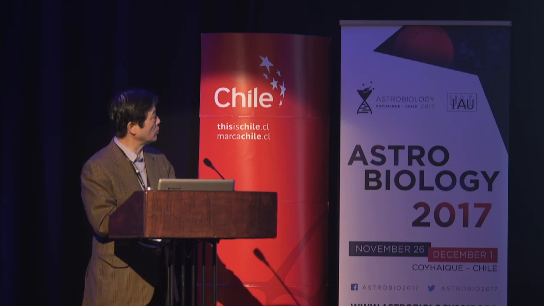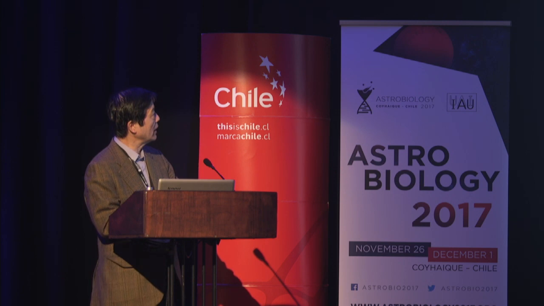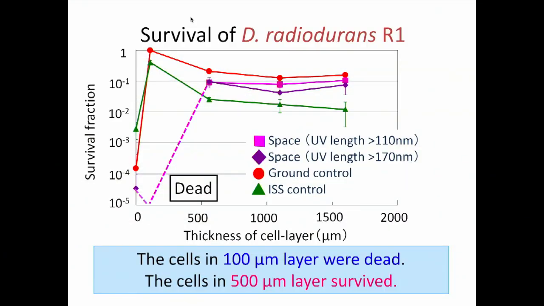And similar results were seen in the other Deinococcus species, Deinococcus aurantiacus. Compared with the ground and ISS control, a comparable or a little bit lower survival rate was observed when the sample was exposed to the solar UV. But if the sample was not thick enough, less than 100 micrometers, they are dead.